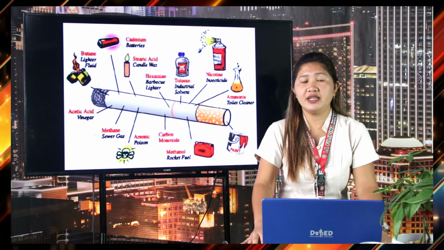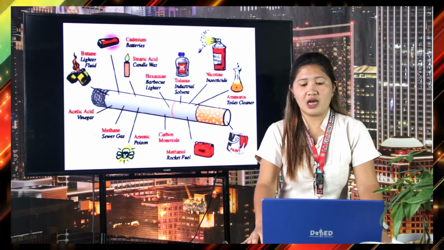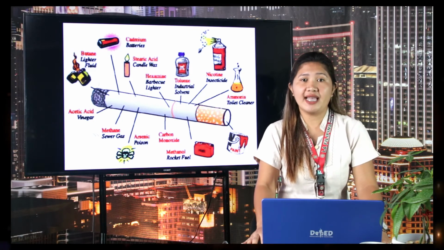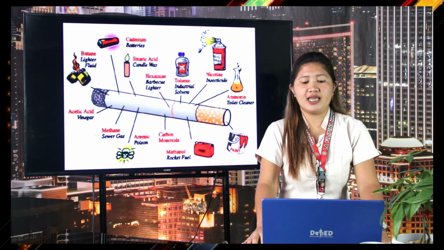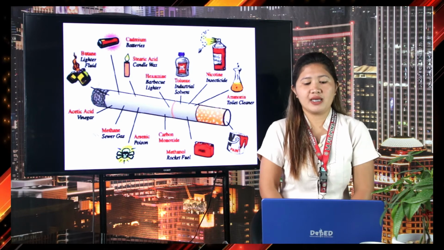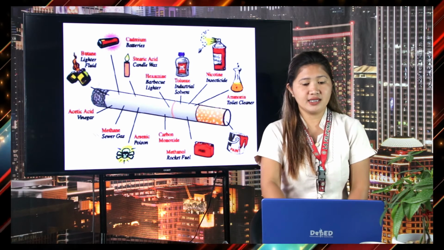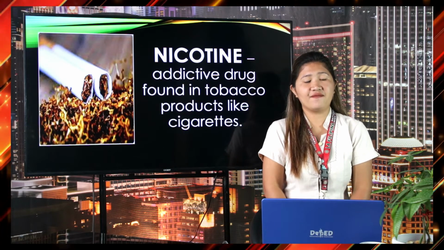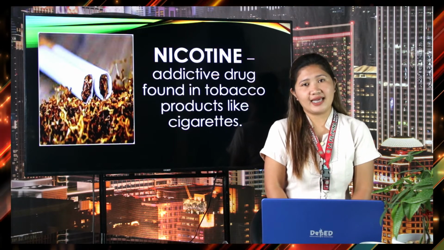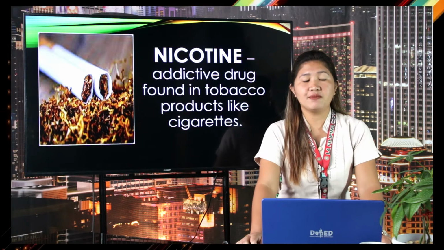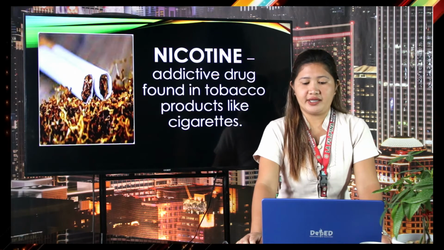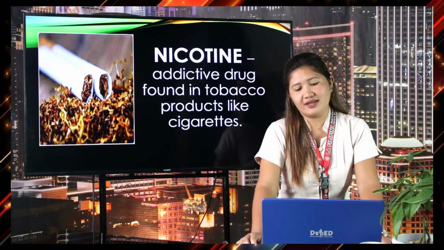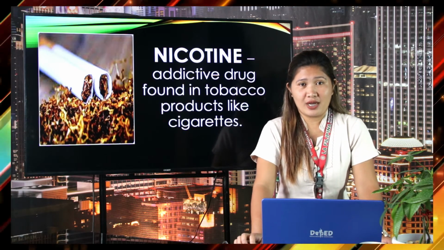In studies conducted, 43 of these chemicals are known as carcinogens, substances which can cause cancers and lead to death. One of the chemicals that can be found in cigarettes is nicotine, an addictive drug found in tobacco products like cigarettes. This addictive drug produces the effects in the brain that people are looking for. So once you try this one, you will keep looking for it.